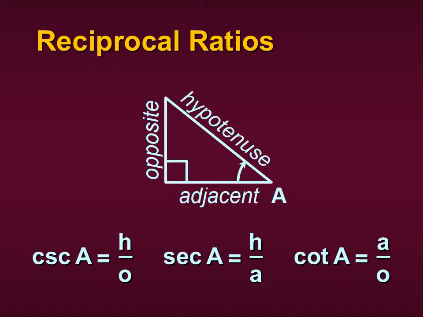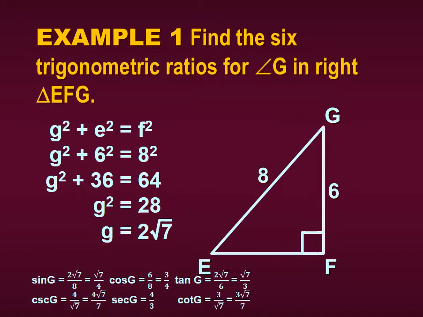Then we have cotangent, which is the reciprocal of tangent, and since tangent is opposite over adjacent, that means cotangent is adjacent over opposite. Let's look at example 1. So in example 1, we are missing a side, right? We're actually missing side G, because side G is across from angle G, and side G is not given to us. So we have to use the Pythagorean Theorem.